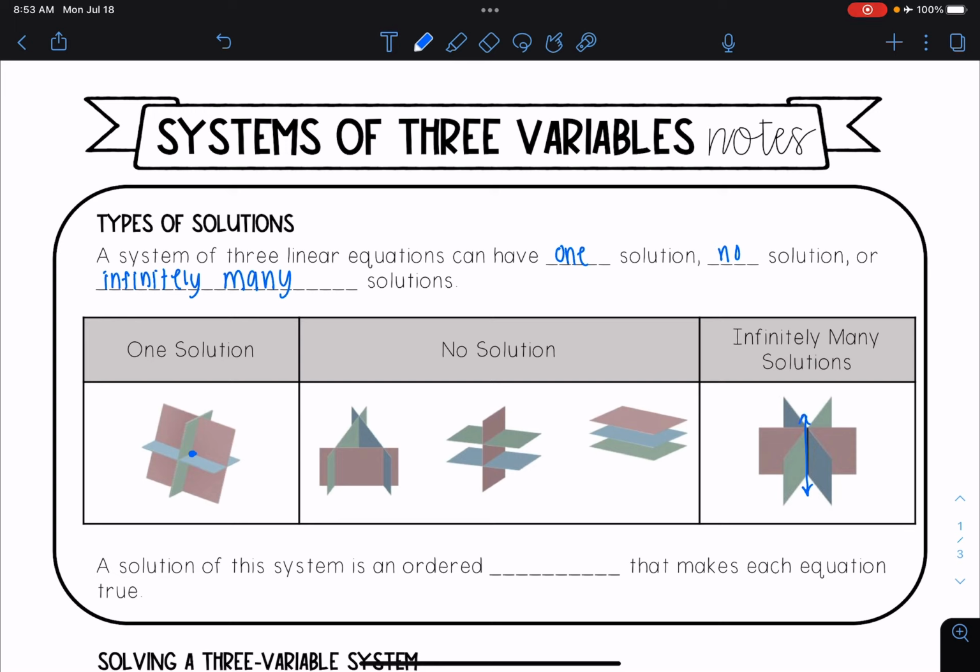A solution of this system is an ordered triple that makes each equation true. So when I substitute that triple into any of the three equations, we come out with a true statement. That means our triple is going to be x, y, and z.